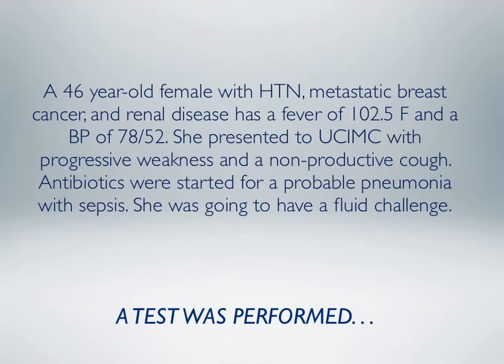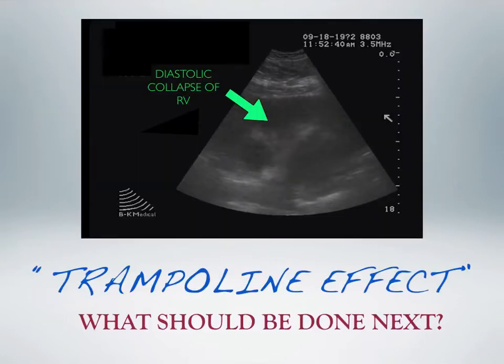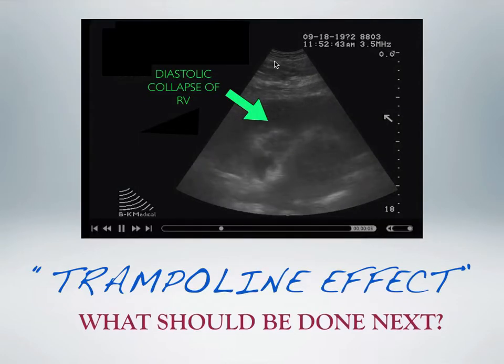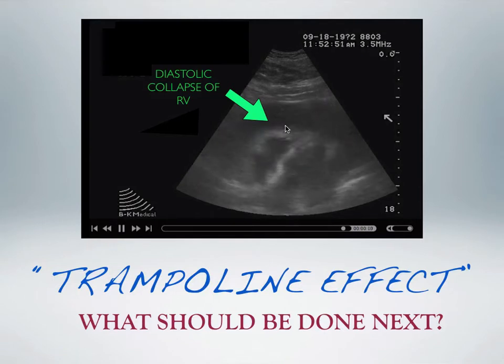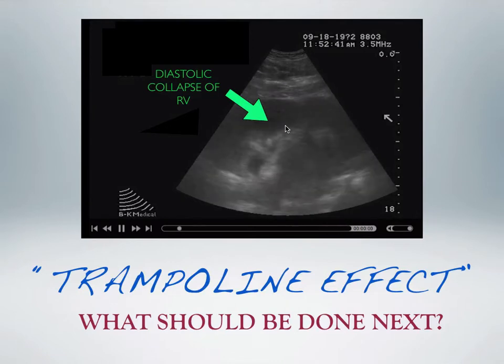Well, being that this is a lecture on ultrasonography of the heart as it relates to pericardial effusions and tamponade, it's relatively clear as to what test this might be. And what we see here is diastolic collapse of the right ventricle in what's called the trampoline effect, where it looks like someone is jumping up and down on a trampoline here on the right ventricle. What should be done next? A pericardiocentesis. The etiology of this hypotension is the tamponade, and the etiology of the tamponade could either be her metastatic breast cancer, or it could be her renal disease.